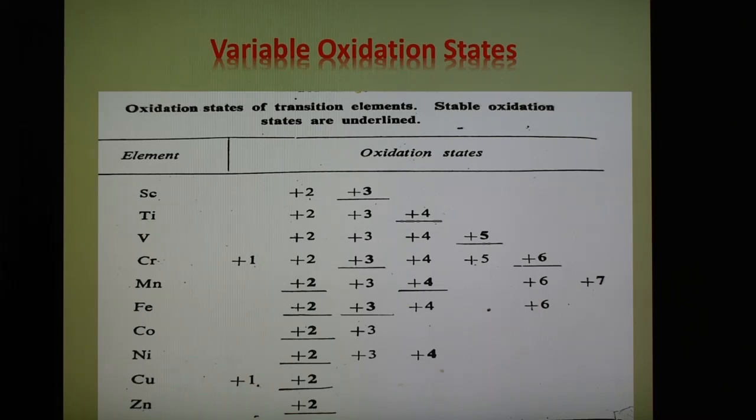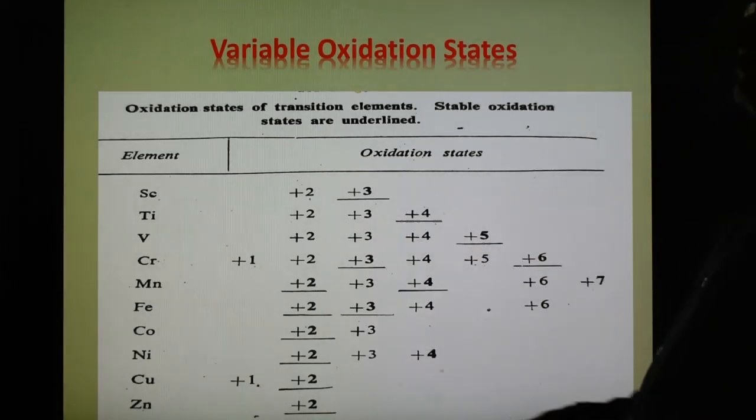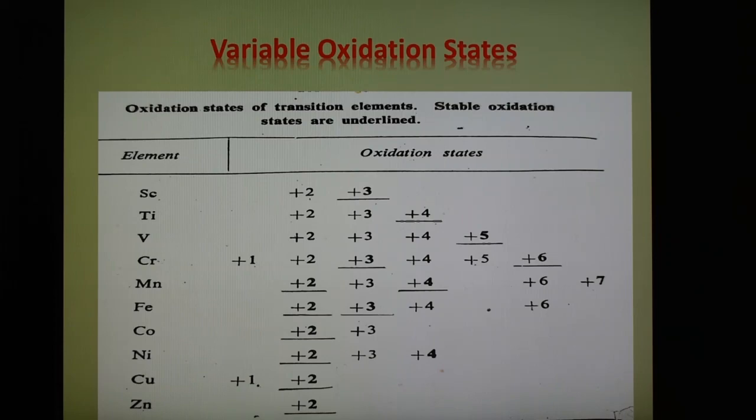But the transition elements show variable oxidation states because of the availability of the 3d orbital. The 4s and 3d orbitals have comparable energy, and therefore, because of the presence of the d orbital subshell, they show variable oxidation states.